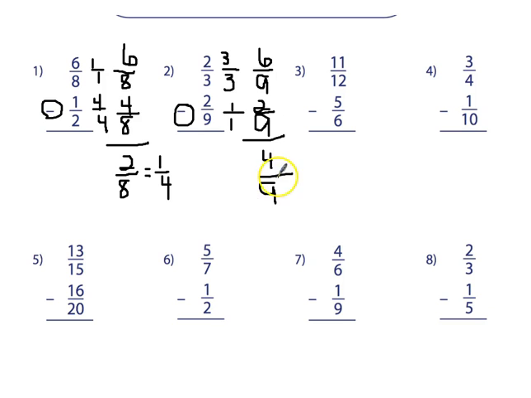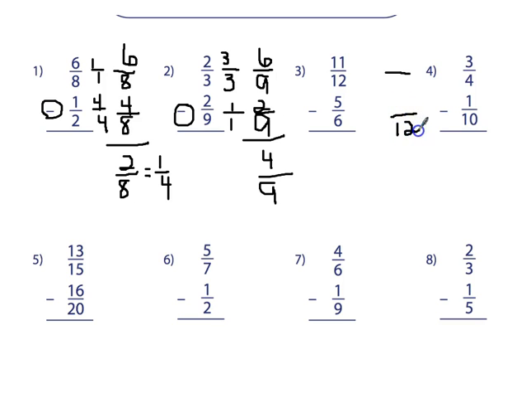So now the third one, 11/2 subtract 5/6. Well, the same thing. I need to find my least common multiple. So I'm going to think of my 6 table, and I'm going to think of my 12 table. 6, 12, 18. 12, 24, 36. The first multiple they both share is 12.